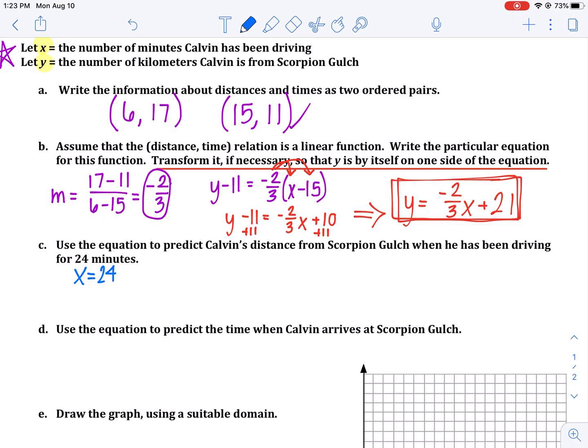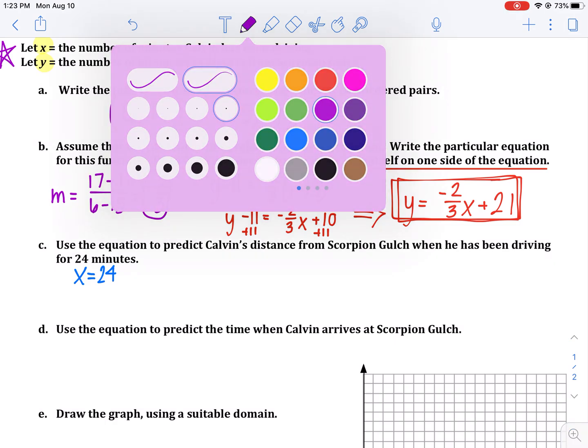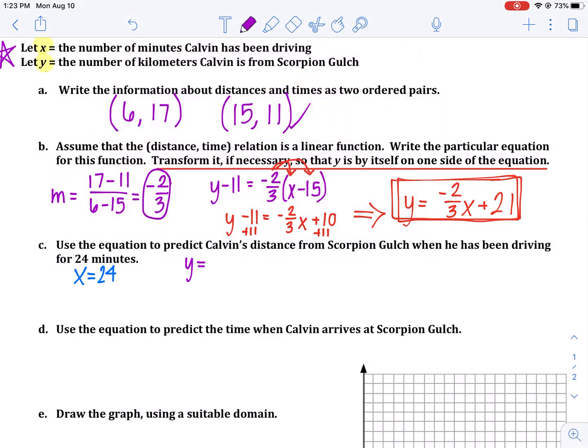Let me take this equation from above. y equals negative 2/3 x plus 21. I'm going to now substitute in my x value of 24.